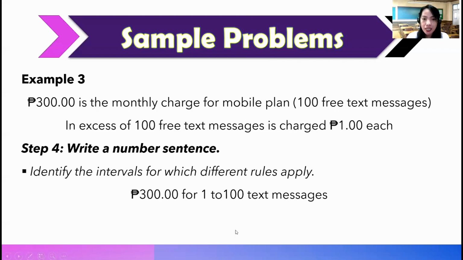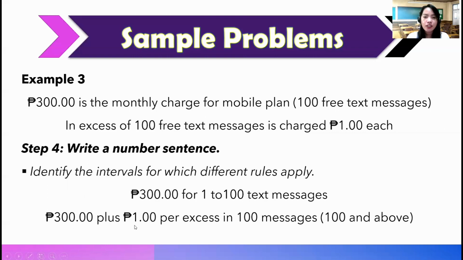The interval na sinasabi, 1 to 100 text messages. Second condition. Sa second condition, ang interval na dito na sinasabi, 100 and above. 100 above. Kasi yung 100 nandito na sa first condition na siya. So, alisin natin yung end. 100 above. Ibig sabihin ng 100 above, more than 100. So, when you say more than 100, magsisimula na tayo sa 101, 102, 103, 104, and so on and so forth. So, that's more than 100. So, ang nandito sa second condition, na magiging cost, 300 plus 1 peso per excess dun sa 100 messages.